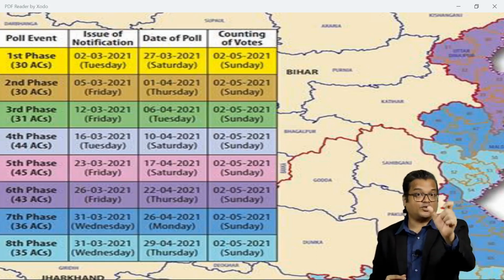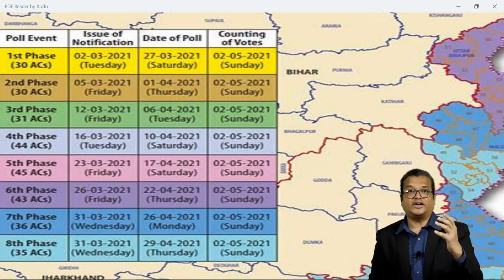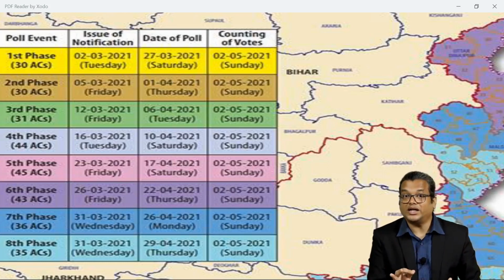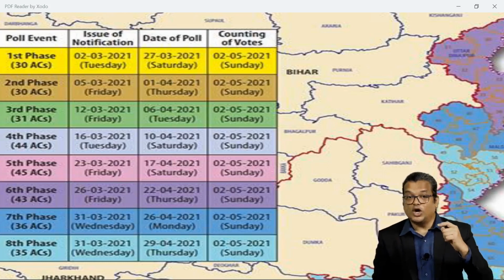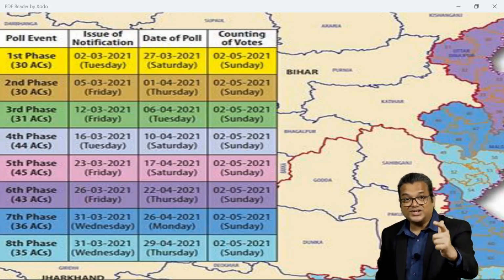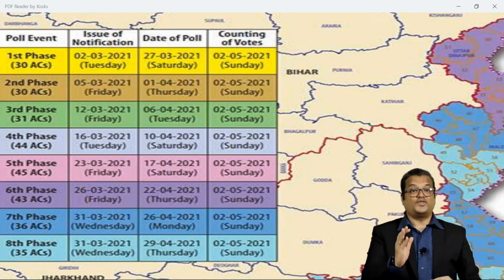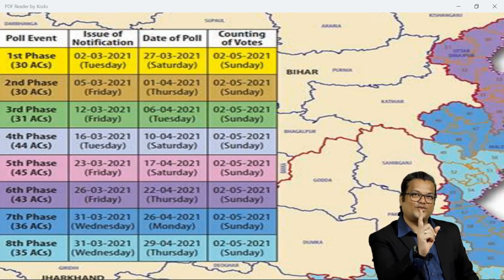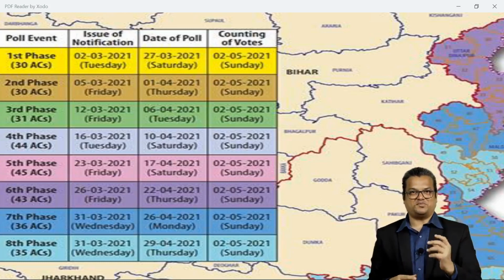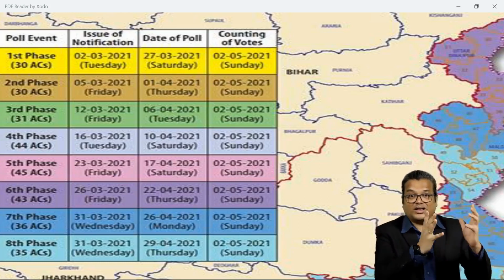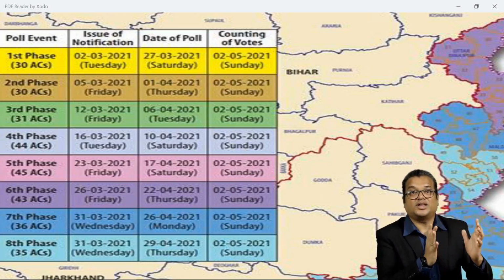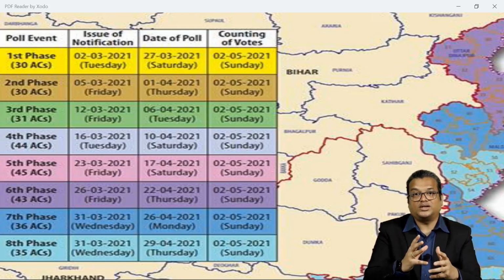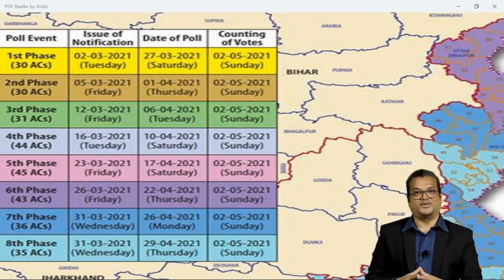It goes on 27th March, 1st April, 6th April. I'm reading the date of poll, right? 10th April, 17th April, 22nd, 26th April, and the last one is on 29th April. See guys, all those election dates are different. But for all these 8 phases, counting of votes is on the same day, with the simple idea that the result of one assembly constituency should not impact the voting decisions on the other assemblies.